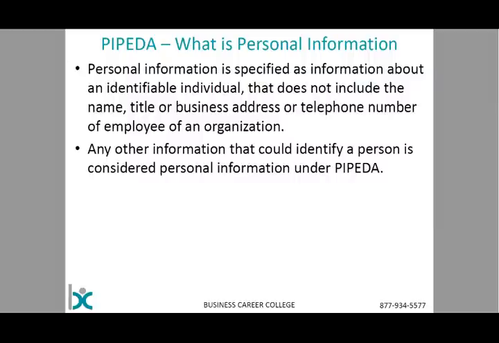So information about a health condition, your age, your gender, your personal contact information like your home address or your personal email address, all of that can be used to point out specifically who you are. So all of that is covered under PIPA as personal information, and under PIPA it is protected.